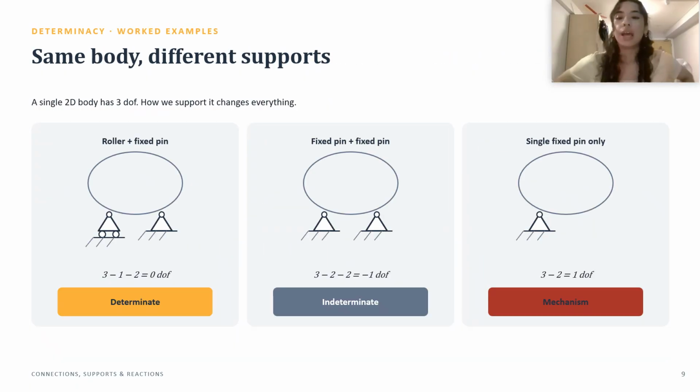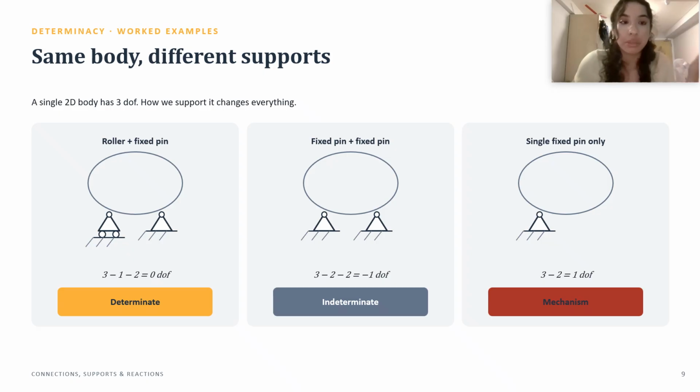Now, we can have the same body, but if we have different supports, it can be a different determinacy. For example, on the first one, we have a body that is supported by a roller and a fixed pin. Now, a body has a degree of freedom of 3. A roller support is 1, and fixed pin is 2. So if we do 3 minus 1 minus 2, you get 0 degrees of freedom, which is great because that means it is statically determinate.